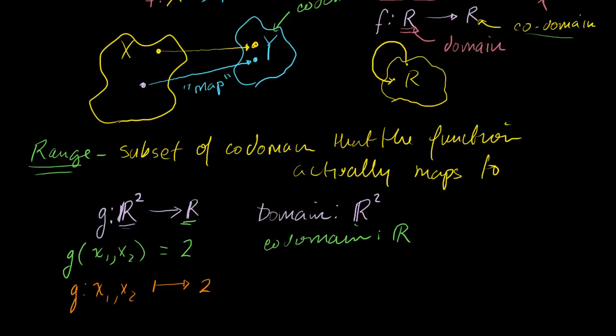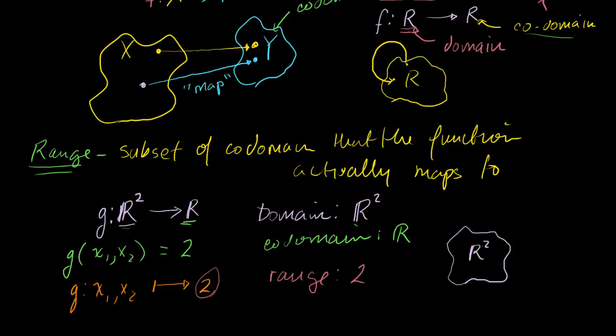Now, what is the range of my function? The range is the set of values that the function actually maps to. In this case, we always map to the value 2. So the range is actually just the value 2. And if we were to visualize this, R2 is actually, I wouldn't draw it as a blob. I would draw it as the entire Cartesian space, but I'm just giving you an abstract notion. That's R2. If I really had to draw R, I would draw it as some type of number line.